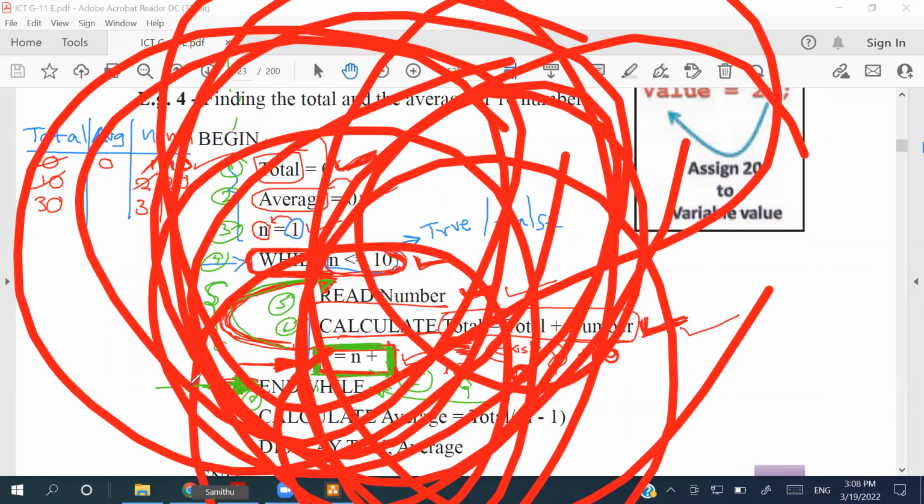Oh, and I think someone has drawn things, annotated things on the screen. Maybe it's a mistake. Let me clear it.